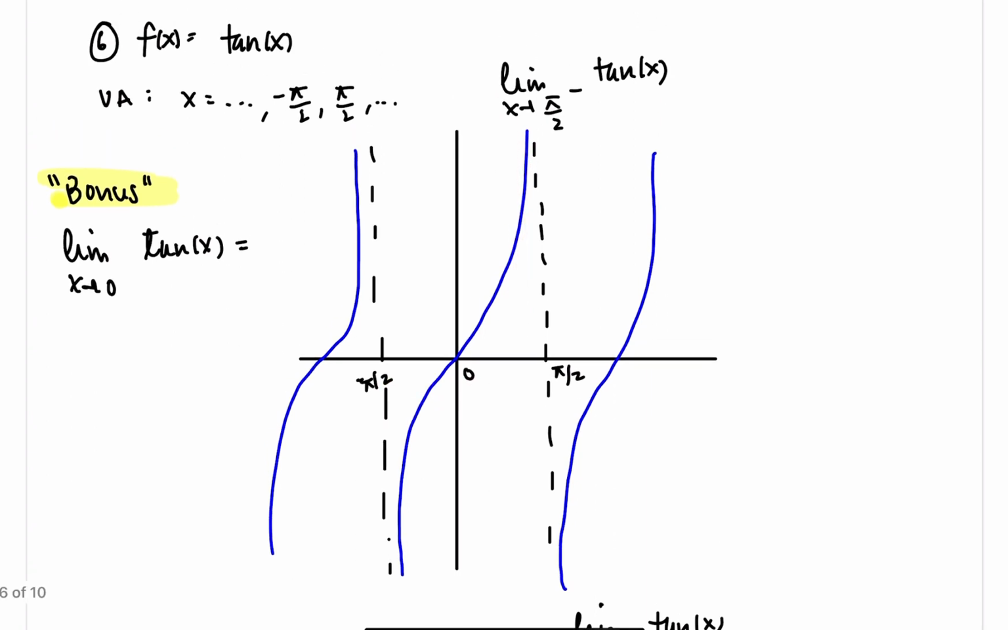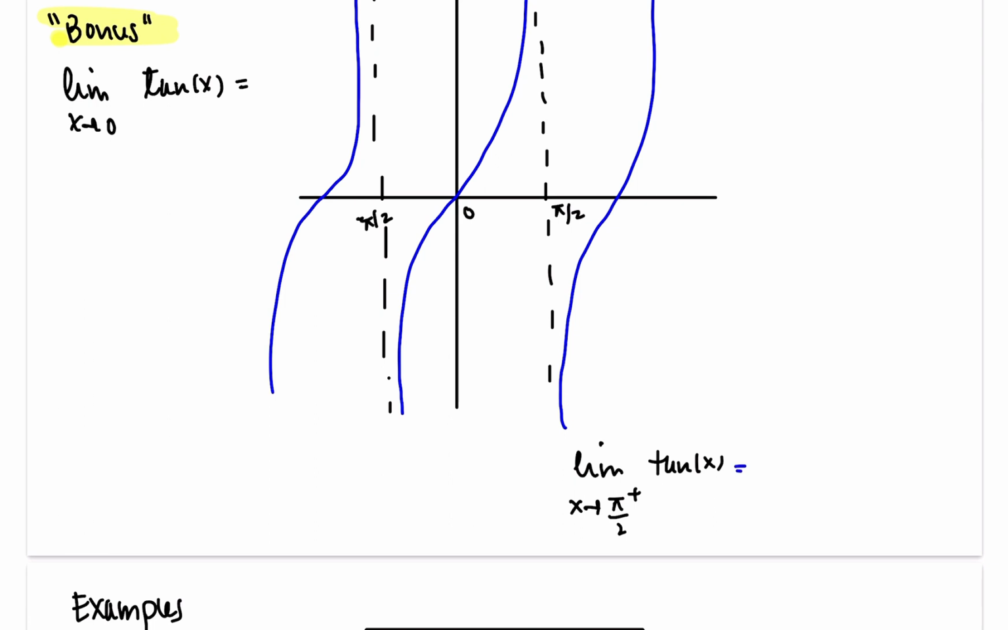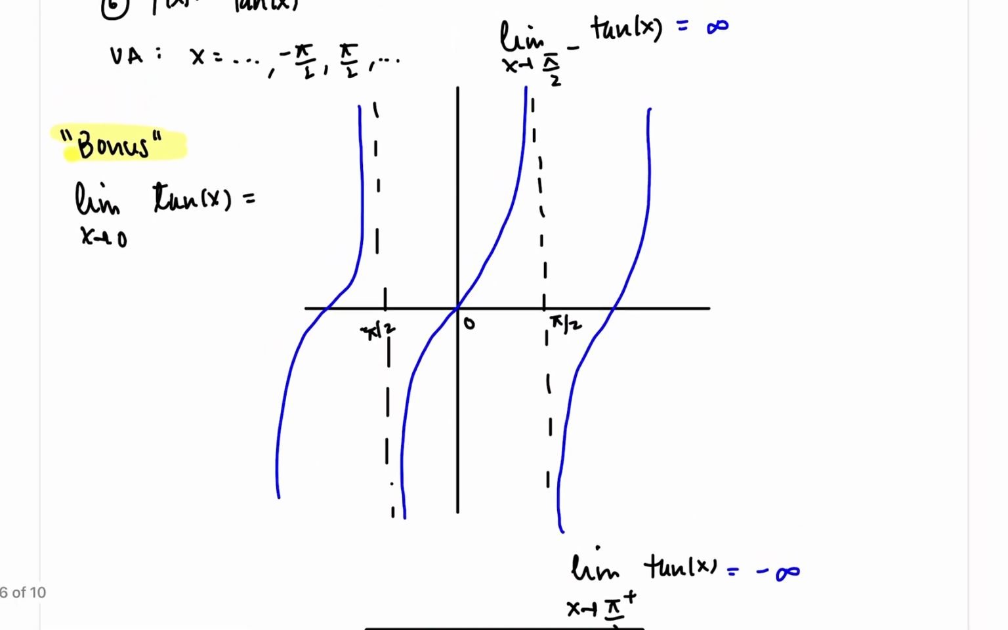So from the left, it's equal to infinity, and then from the right, it's equal to negative infinity. And I'm calling this a bonus limit. The fact that, again, at 0, the limit as x goes to 0 is equal to the value of tangent at 0. It is just equal to 0, okay?